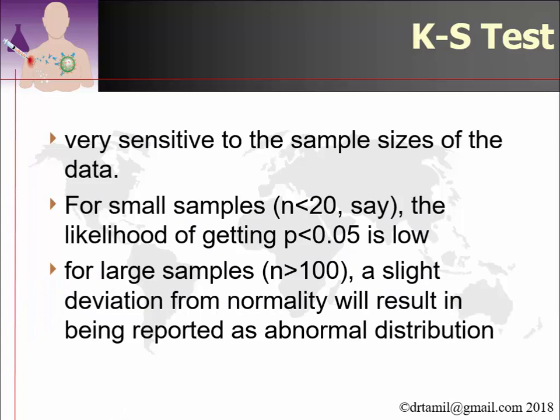It is very sensitive to the sample size of the data. Okay, so therefore, if you have a very small sample size, the likelihood of getting p less than 0.05 is low. For large sample size, where n is larger than 100, a slight deviation from normality will result in being reported as abnormal distribution.